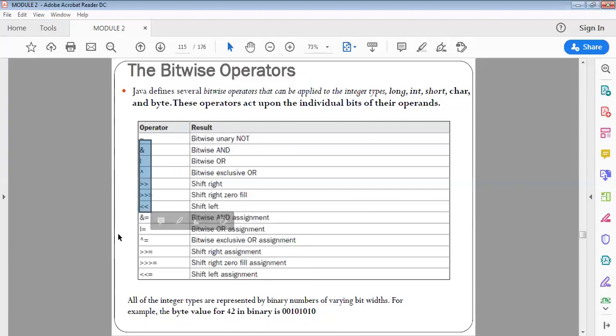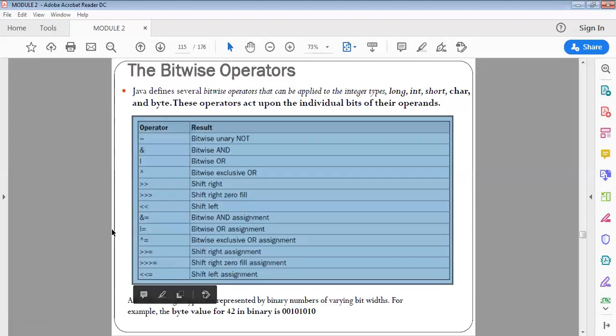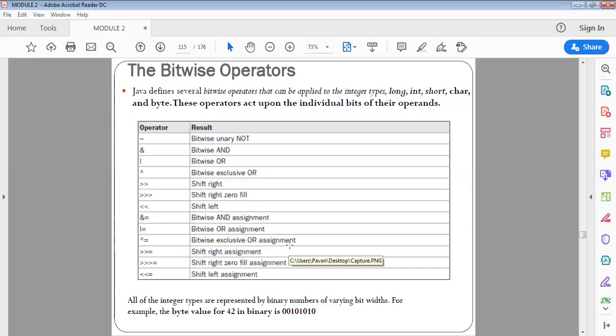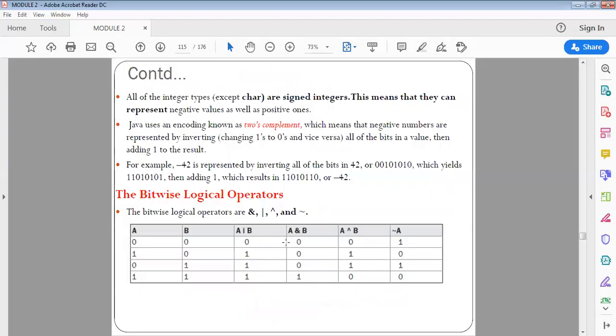So these are the basic things, and the derived ones are bitwise and assignment, or assignment, exclusive or assignment. For all the concepts you have discussed from bitwise and to shift left, there is an assignment operator. These are the derived types from the basic types. Now we shall see each and everything in detail. Java defines bitwise operators that can be applied to the types long, int, short, char, and byte. So now we come to the bitwise logical operations.